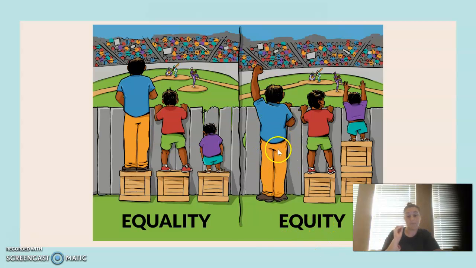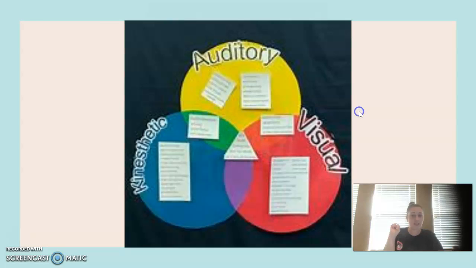This man right here didn't need a box in order to see the game. This guy still needed a box because it would be helpful. But this guy needed two boxes in order to be able to see. This little guy in this picture was not feeling successful. He was not happy. He probably just wanted to leave the game. But now everybody can enjoy, everybody can learn about baseball, everybody can be included. And that's what's important.